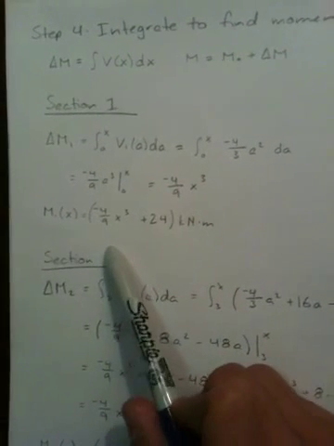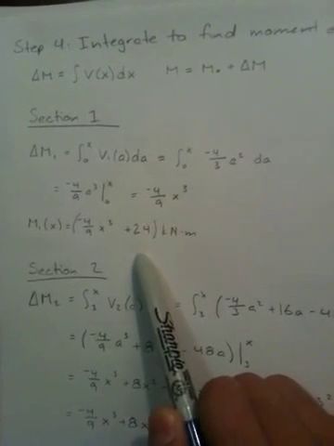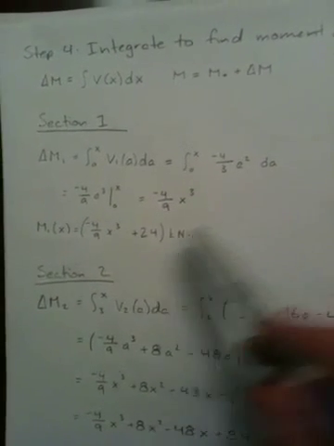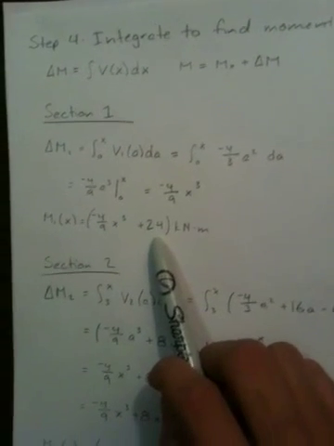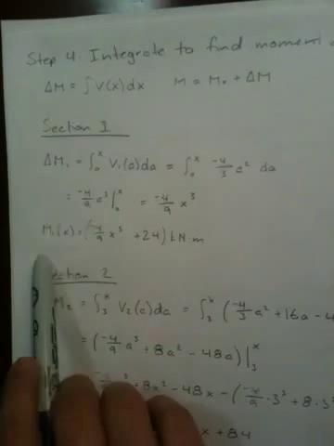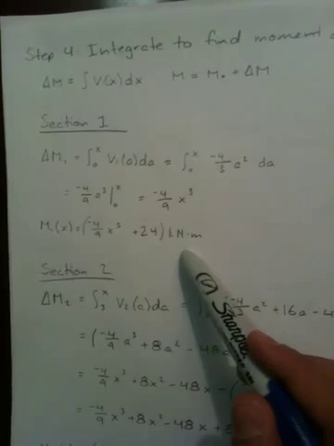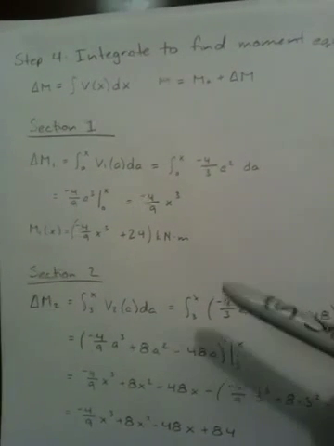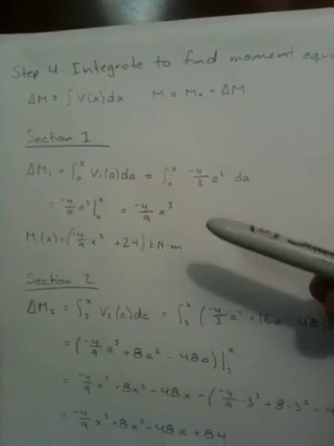This is the expression for delta M. Notice here that there is a point moment, a couple moment acting at point A. Therefore, we have to account for that using this factor of plus 24, according to this equation right here. So this is the equation we get for the internal moment for the distributed load on the left.